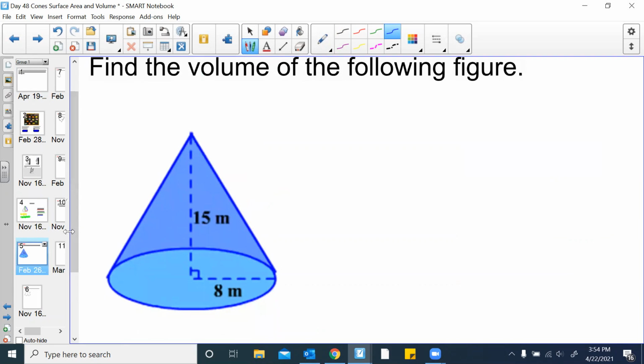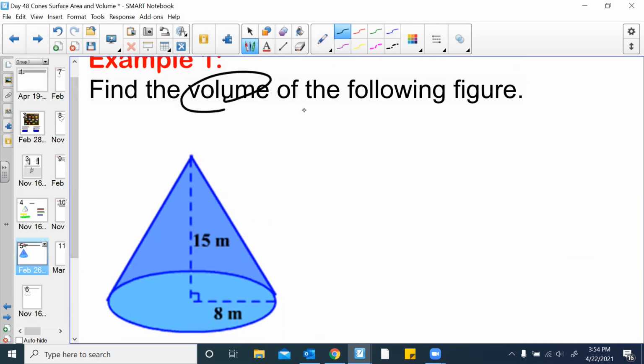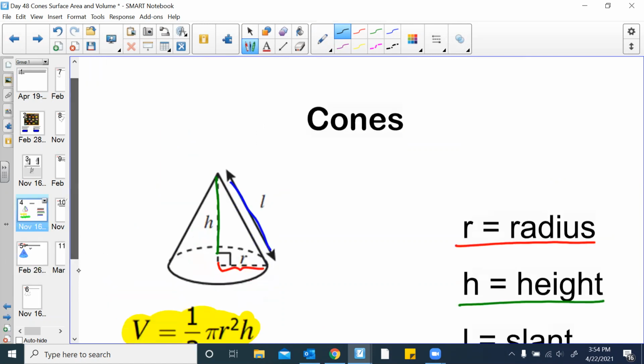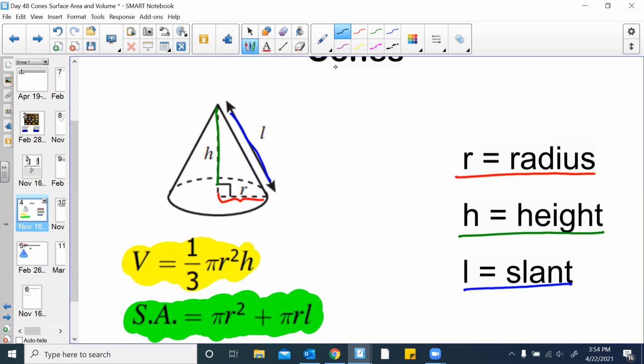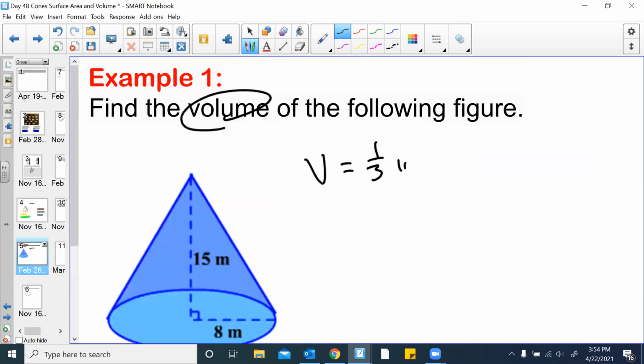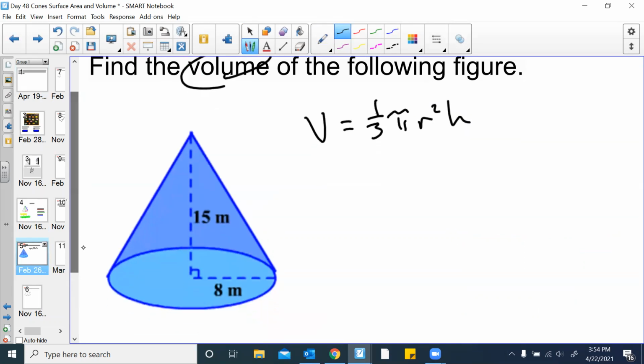So here's where calculators really help, because trying to do 3.14 in equations is just tricky. Now we're looking for volume. Let's go ahead and get our formula. Bam, looking for my formula for volume: 1/3 pi r squared h. So we need to figure out what our r is and what our h is.